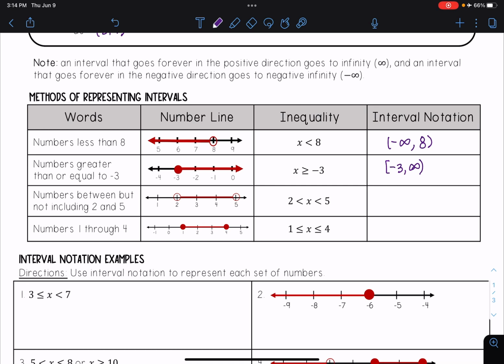Okay, next one, numbers between but not including 2 and 5. So I see the number line there. I see my inequality, 2 is less than x is less than 5. So here I'm going from the numbers 2 and 5. I'm not including either of them, so they're going to be parentheses.